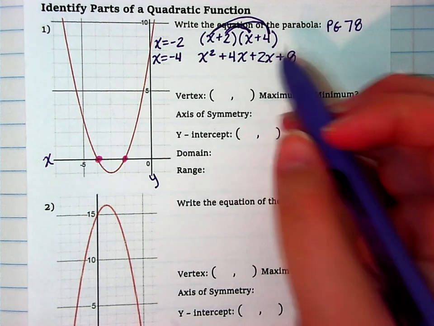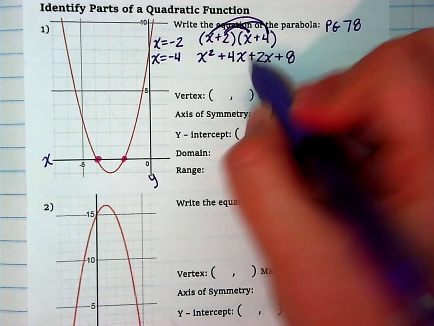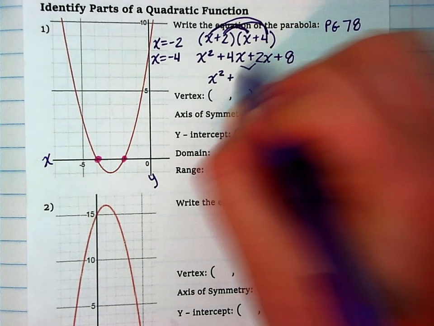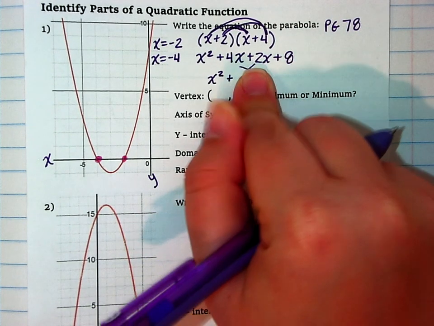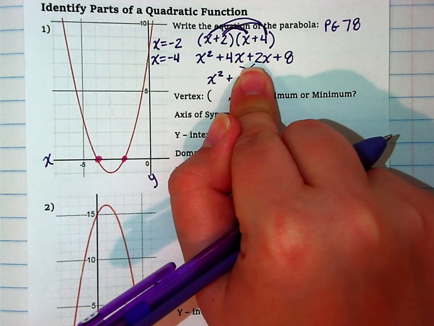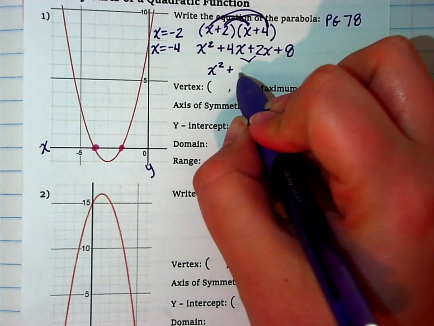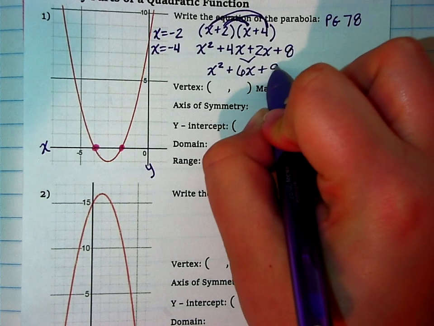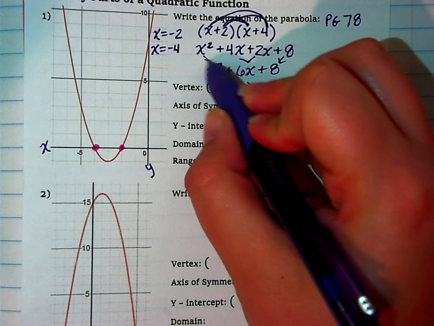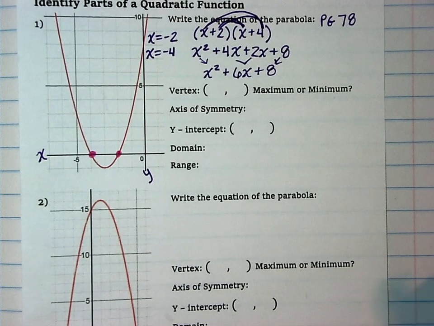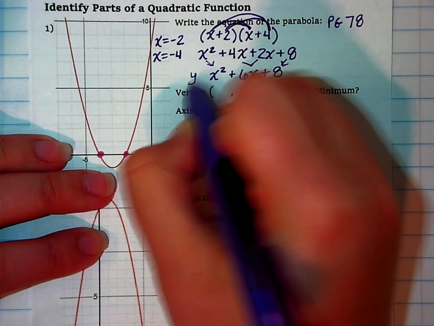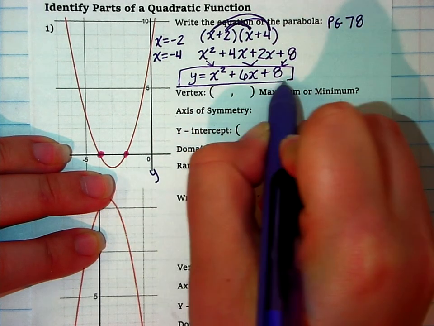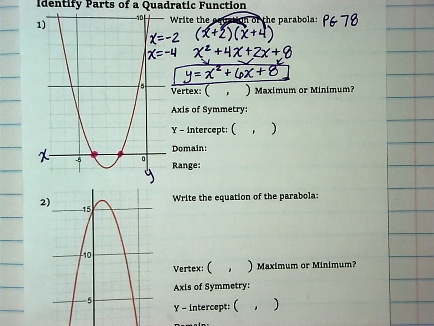Almost there. We have two like terms here that we can combine. So let's combine those. We have x squared plus, we're going to add them together. That's what this says to do. Positive 4x plus 2x is 6x. And then we have the plus 8 at the end. So just bringing those down and combining what's in the middle. So this is the answer to the first question here. Write the equation of the parabola.